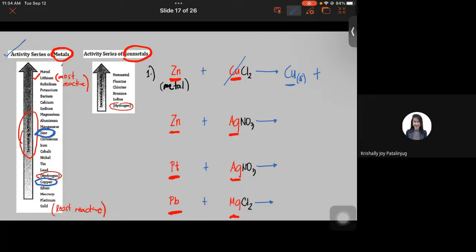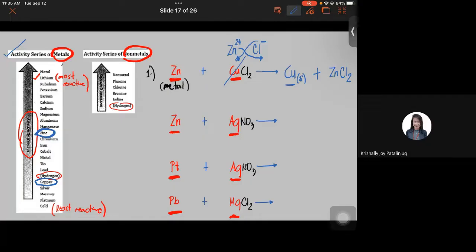The position of copper there will be replaced with zinc. So for you to identify the other product, you have to recall your knowledge of ionic formulas. What's the ion form of zinc? Zinc is Zn2+. Chlorine, what is the ion form of chlorine? It's chloride, right? Then the crisscross method. With the crisscross method, you will produce the other product, zinc chloride. So that's how you predict or write the products for single displacement.